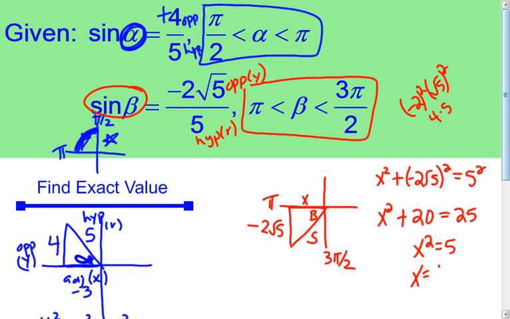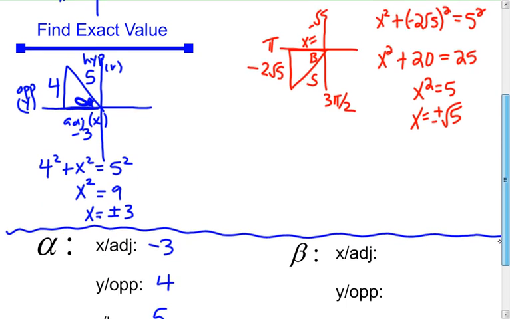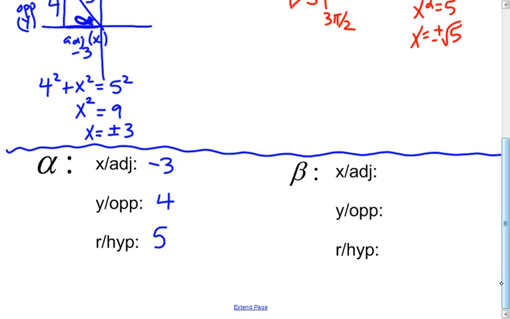And x will be either positive or negative root 5. Okay, and again, you have to know what quadrant you're in to be able to decide that. So I'm down in quadrant 3, and my x values, or my adjacent values in quadrant 3, are negative. So this is going to be negative root 5 right here. Okay, so for angle beta, my y value is negative 2 root 5, my x value is negative root 5, and my hypotenuse is 5.